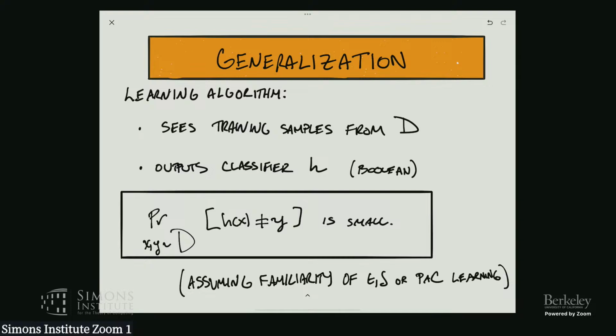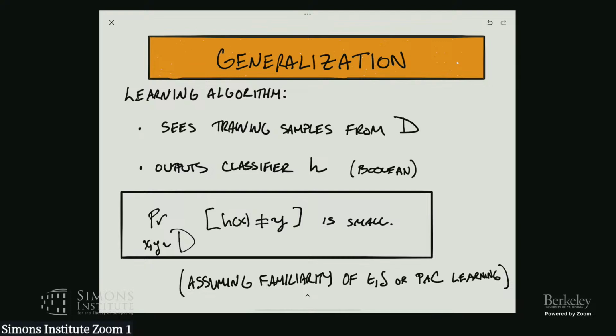I want to think about Boolean classifiers. If it generalizes, it means that the classifier you trained on your training set, when you look at its true error, its population loss with respect to this distribution D, the probability that it makes a mistake, is small.